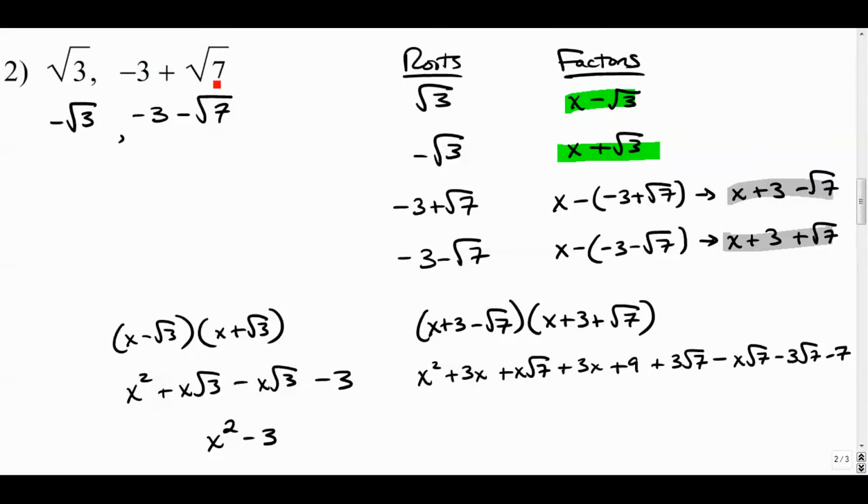Looks pretty confusing, but check this out. That and that cancel. That and that cancel. Leaving us with x squared. So we have this, and these are multiplied together. X squared plus 6x. So these combine: 9 minus 7 is 2.